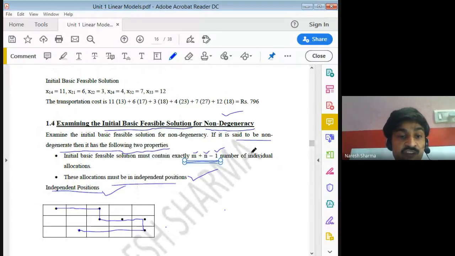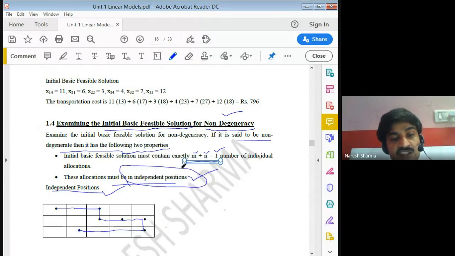But we always require a non-degenerate solution. So for non-degenerate, we have two conditions. One is that the positions are independent. Another is that the allocations should be equal to the number of rows plus columns minus 1.